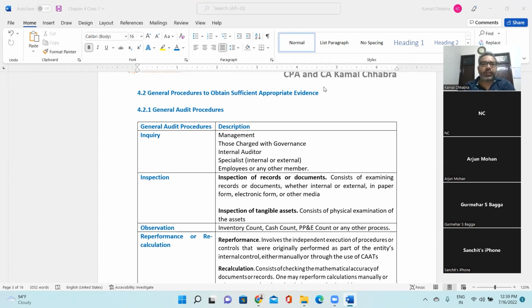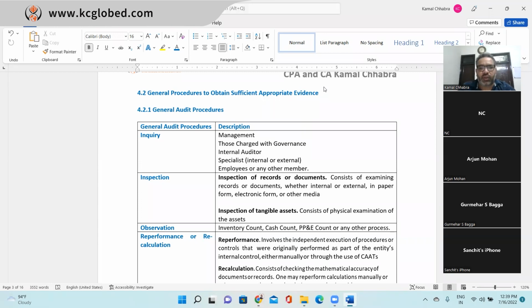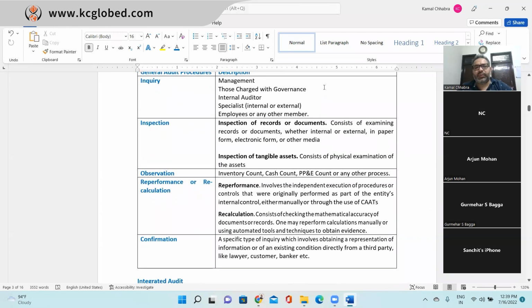Okay, so we are starting with general procedure to obtain the sufficient and appropriate audit evidence. What are the general procedures? Inquiry, inspection, observation, reperformance, recalculation, and confirmation. So these are general procedures, whether we are performing a walkthrough, doing test of control, doing an analytical procedure, or doing test of detail. Generally, we do these kinds of procedures, right?